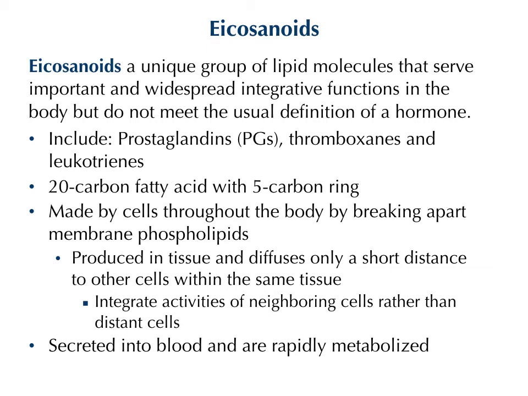Eicosa means 20, and these are 20 carbon fatty acids attached to a 5-carbon ring. Eicosanoids are made by cells throughout the body by breaking apart membrane phospholipids and using their fatty acid tails, specifically arachidonic acid, and oxidizing these into other compounds. And you'll see on the next slide arachidonic acid taken from the cell membrane, and there will be two divergent paths. One, the cyclooxygenase pathway, and the other, the lipoxygenase pathway.